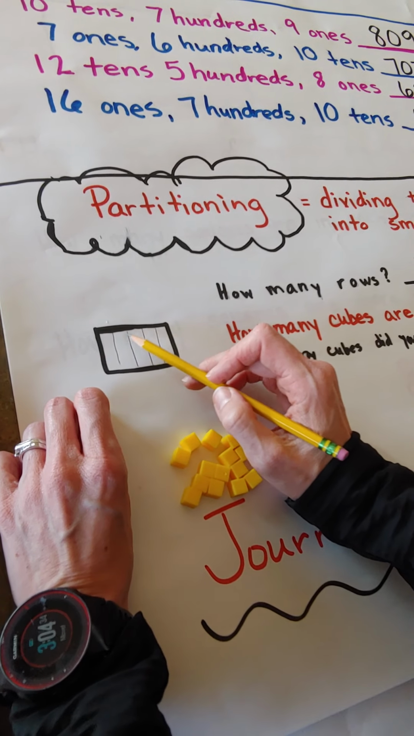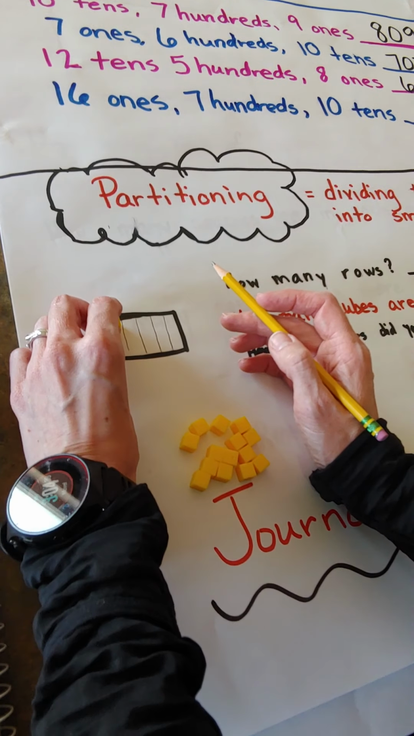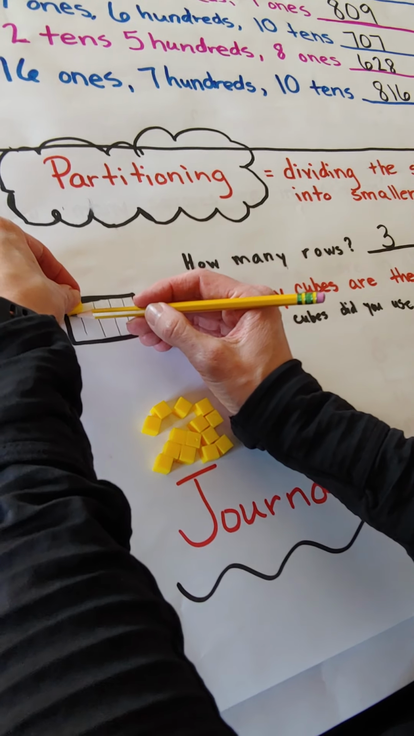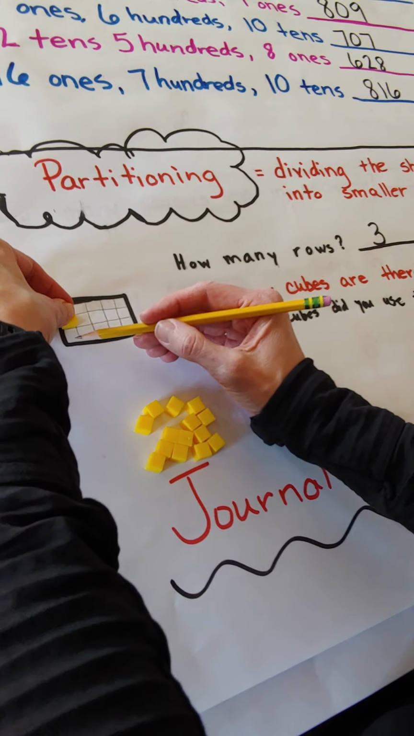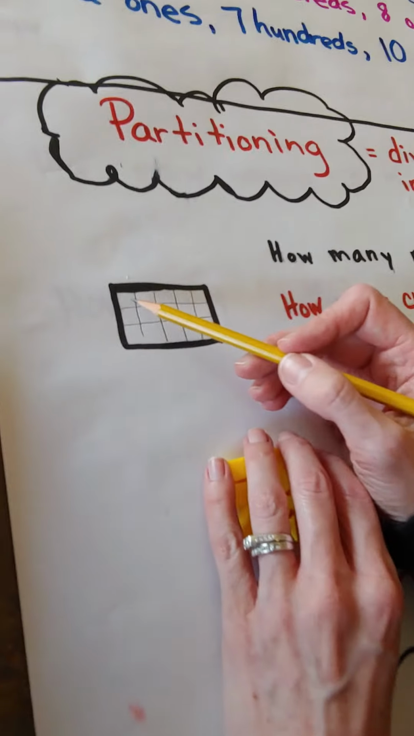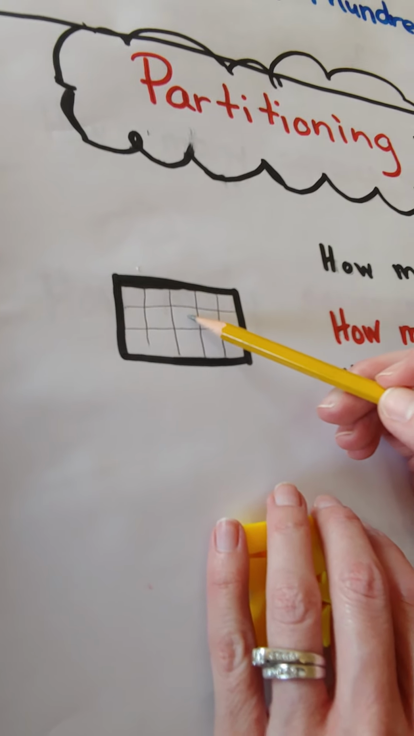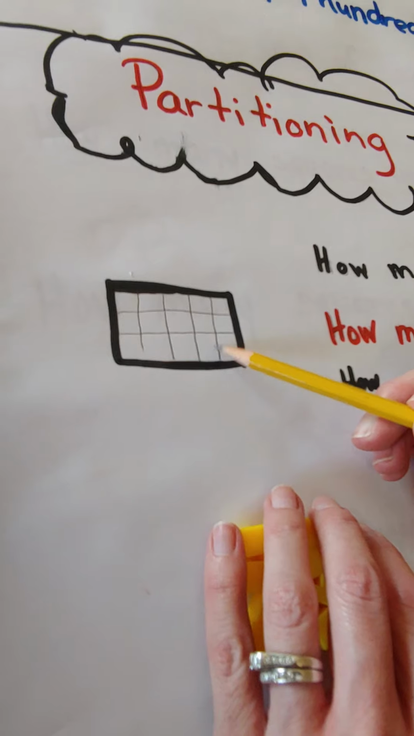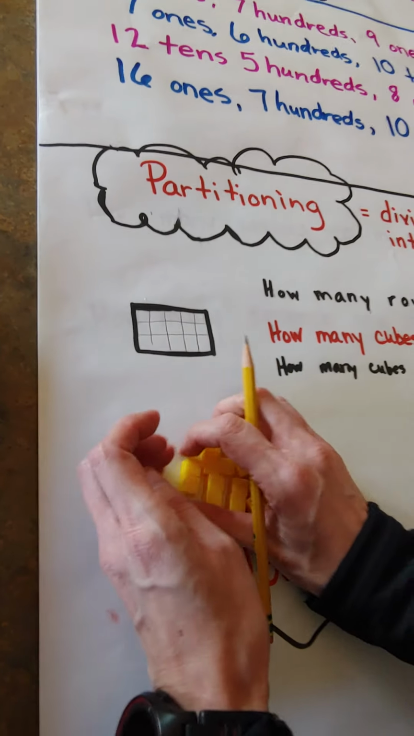So we have 1, 2, 3, 4, 5 columns going down, and we have 1, 2, 3 rows. Let's count that. 1, 2, 3, 4, 5, 6, 7, 8, 9, 10, 11, 12, 13, 14, 15. So that's 15 cubes in all.